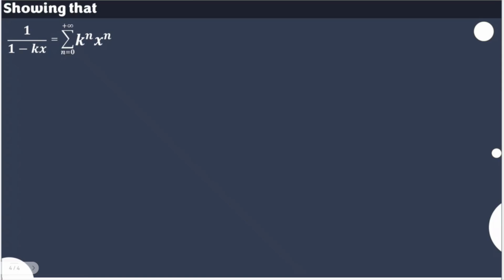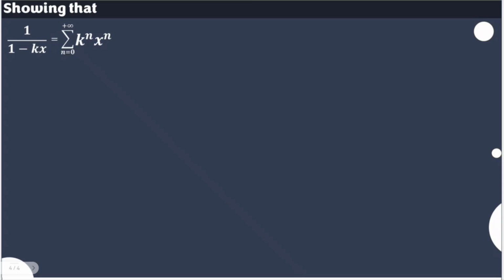Now this next identity is also very important as we look forward in generating functions, but we are going to show that this is really true for all k and n. Take note that we have here the ratio of 1 over 1 minus kx, and it's actually equal to the summation of all k to the power of n and x to the power of n, as n starts from 0 to positive infinity. How do we show that this is really true?